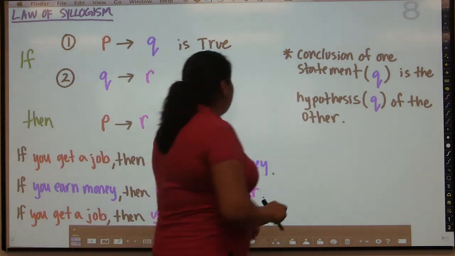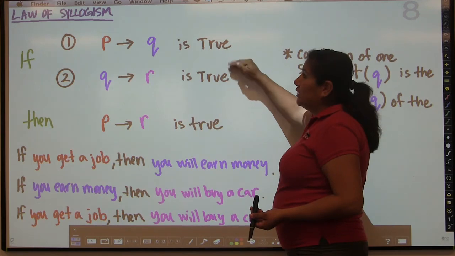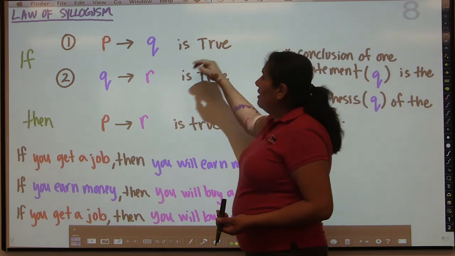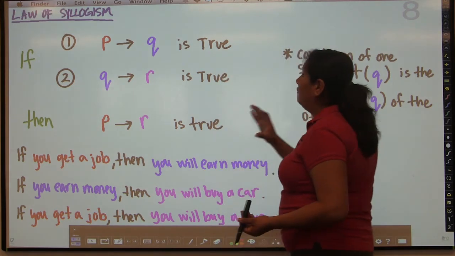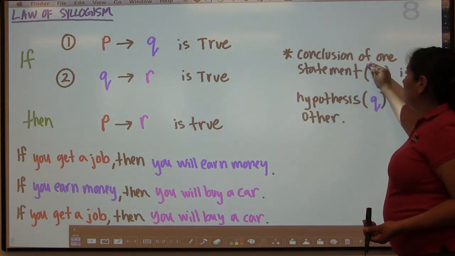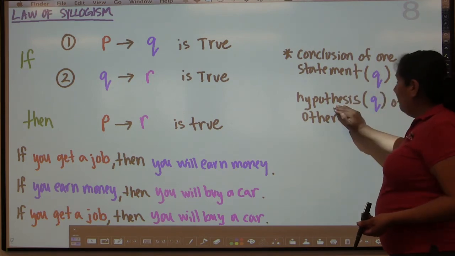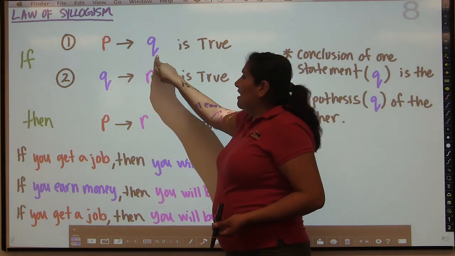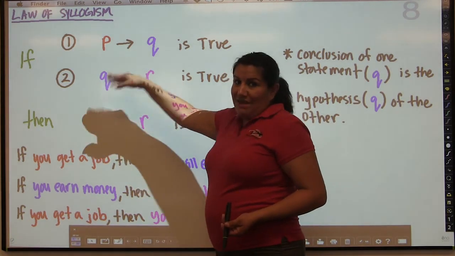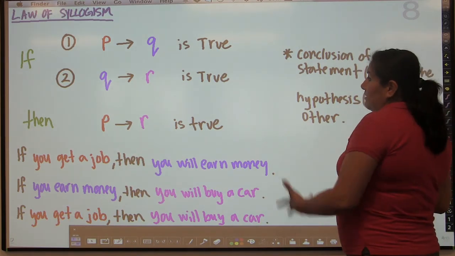So I want to be very clear that these two statements do not have to be in this particular order. You could have had Q implies R and then P implies Q second. That wouldn't have mattered. What you have to look for is that the conclusion of one statement, which in this case is Q, is the hypothesis of the other. So the conclusion of the first statement is the hypothesis of the other statement. That has to happen. And then if that happens, our conclusion is that P implies R.